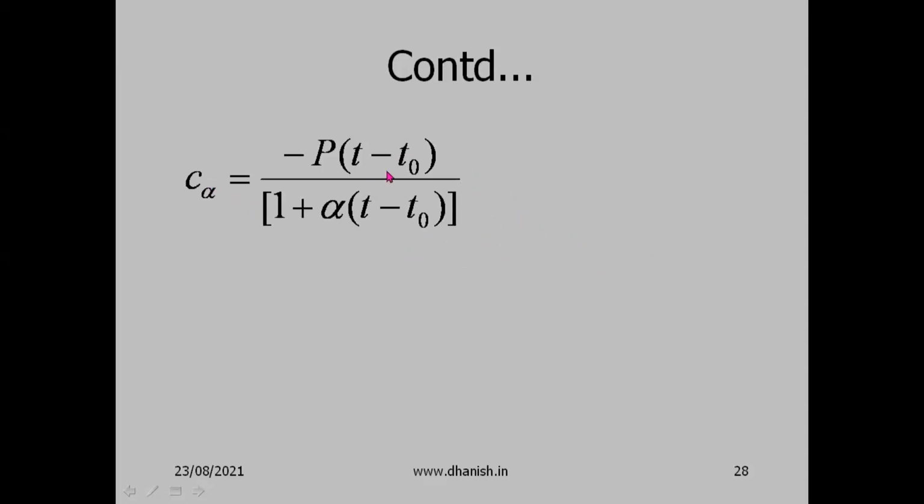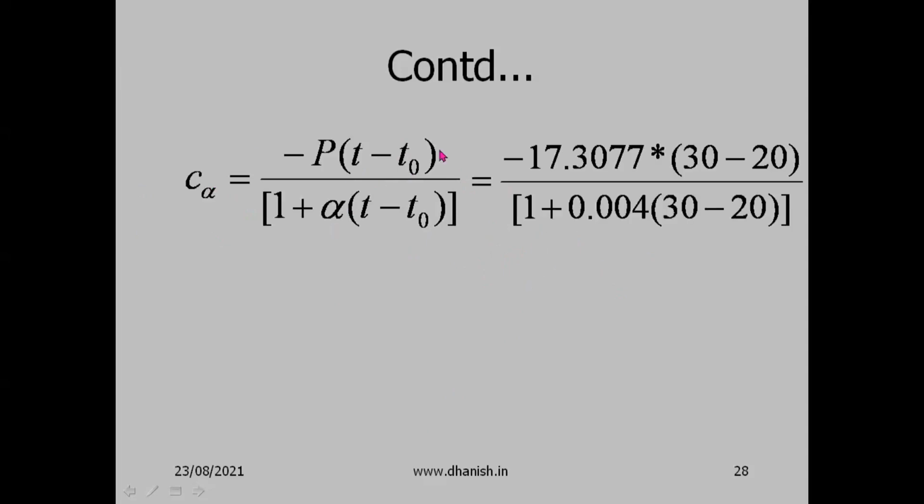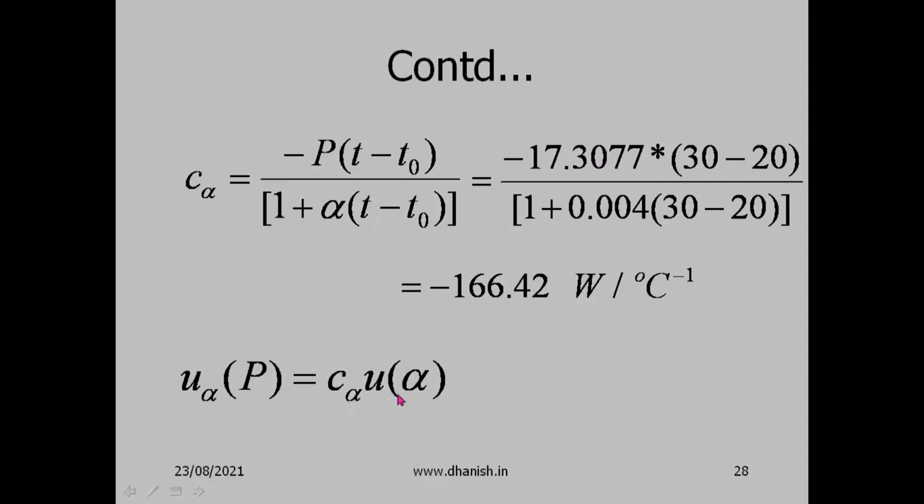So the sensitivity to alpha is minus P into T minus T naught, divided by 1 plus alpha into T minus T naught. This is the last term. So substitute power, temperature 30, reference temperature T naught 20. So this is the sensitivity. Then the standard uncertainty in power due to alpha is the sensitivity to alpha multiplied by the standard uncertainty of alpha. So that is 0.16642 watt.